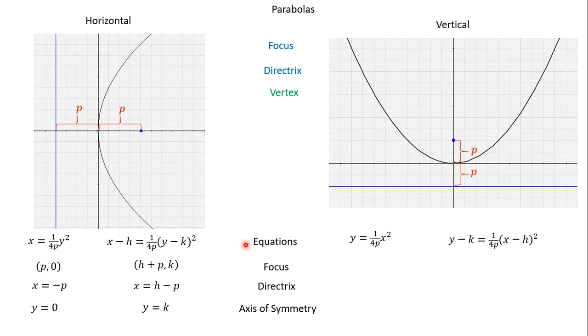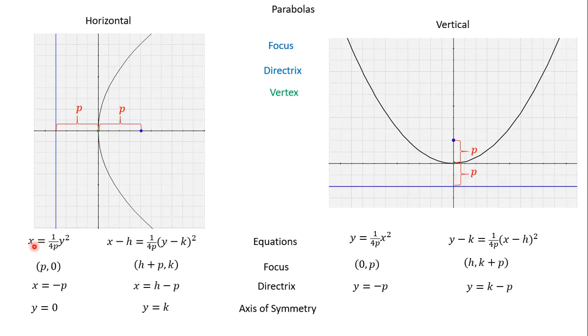Same way we changed circles and ellipses and hyperbolas. The focus, now instead of moving in the x direction, we're going to move in the y direction. So if we start out at 0, 0, we go up p, we're going to be at 0, comma p. If we start at h, comma k, and we go up p, we're going to be at h, comma k plus p. The directrix, we have to go down, so we'll be at negative p, or k minus p, and this is a horizontal line, so it's y equals negative p, y equals k minus p.